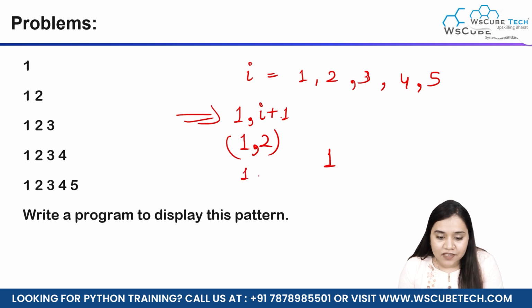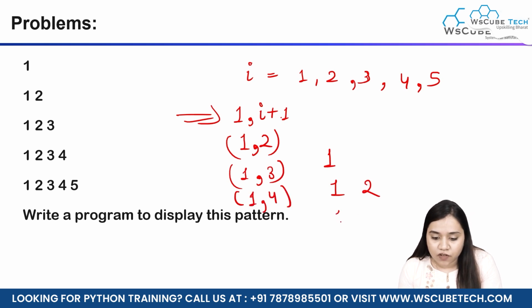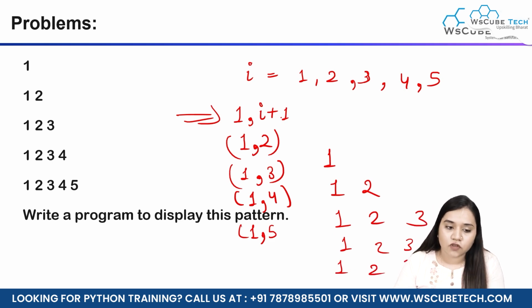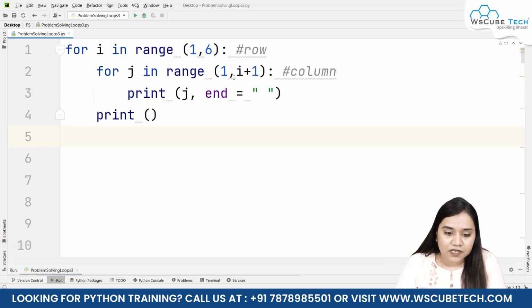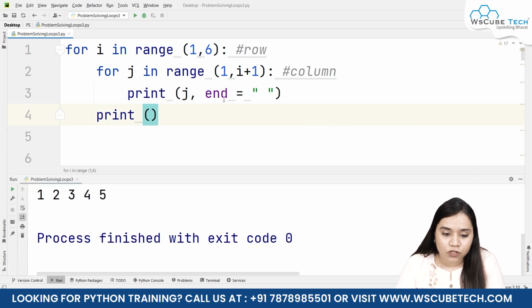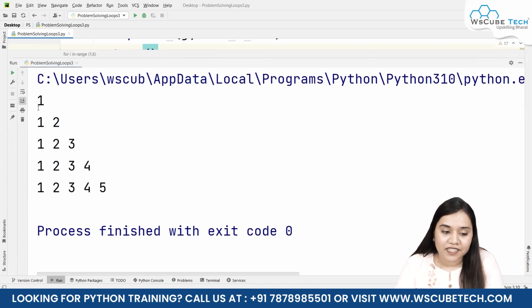Then next time it will be executed as 1, 3. That means it will go 1 and 2. Then in case of 1, 4, it will go 1, 2 and 3. In case of 1, 5, it will go 1, 2, 3 and 4, and so on, as 1, 2, 3, 4 and 5. So let's put this concept in our PyCharm and see what happens. If I go to PyCharm and here I have written 1, i plus 1, and if I run this, what outcome will we get? We will get the exact same pattern that we had over there.